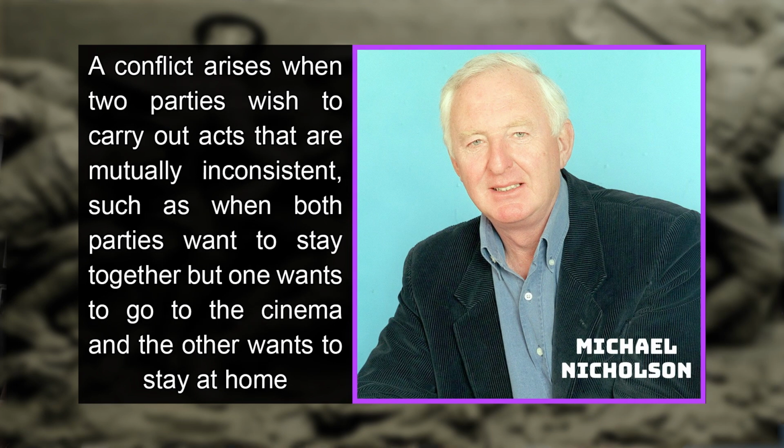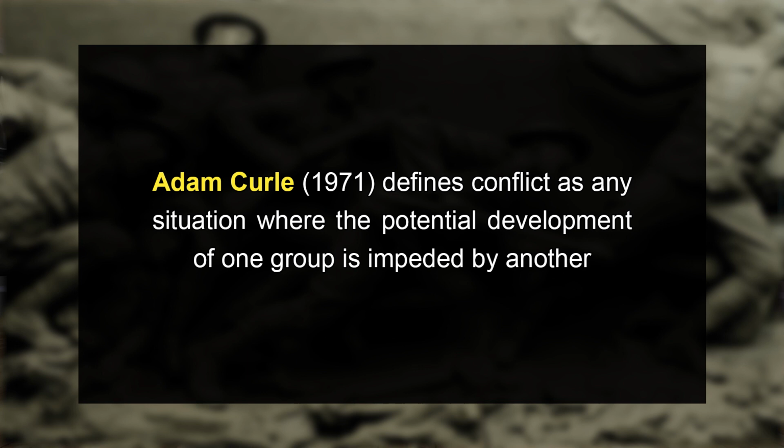This can manifest in a variety of ways, from physical violence and armed conflict to a clash of interests between interdependent parties. According to Michael Nicholson, a conflict arises when two parties wish to carry out acts that are mutually inconsistent, such as when both parties want to stay together, but one wants to go to the cinema and the other wants to stay at home. Adam Curle defines conflict as any situation where the potential development of one group is impeded by another.